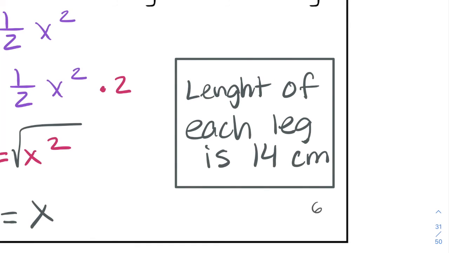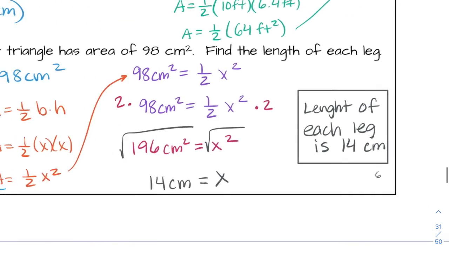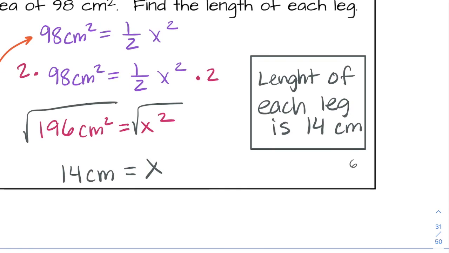And you can check that by doing 14 times 14 divided by 2, right? It's 1/2 base times height. So 1/2 of 14 times 14 is 98 centimeters squared.